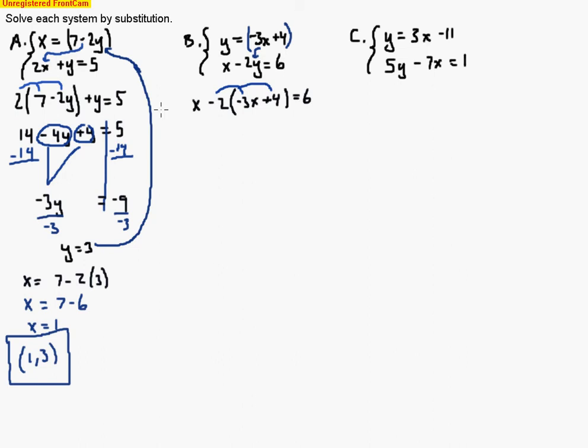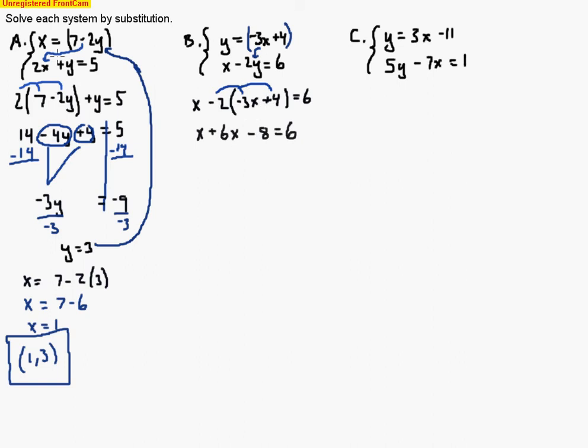So what we've got left is just this x plus 6x minus 8 equals 6. So notice that the negative times the negative made a positive 6x. Negative times a positive made a negative 8.